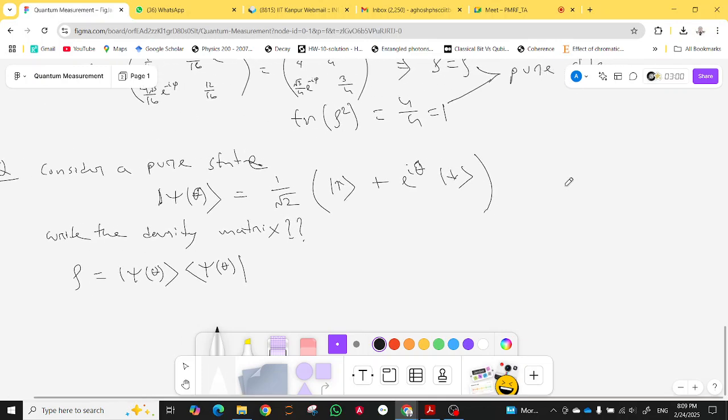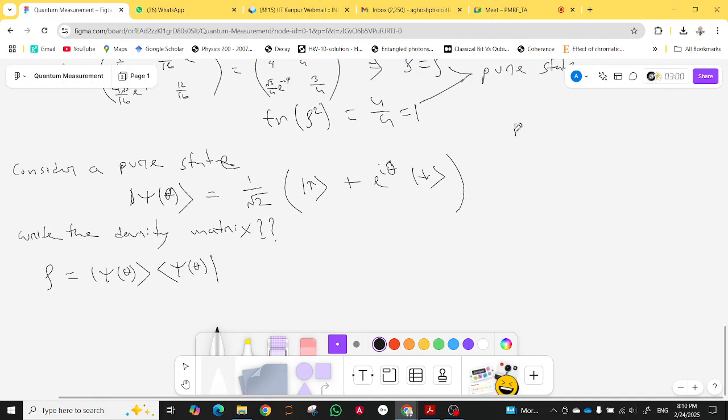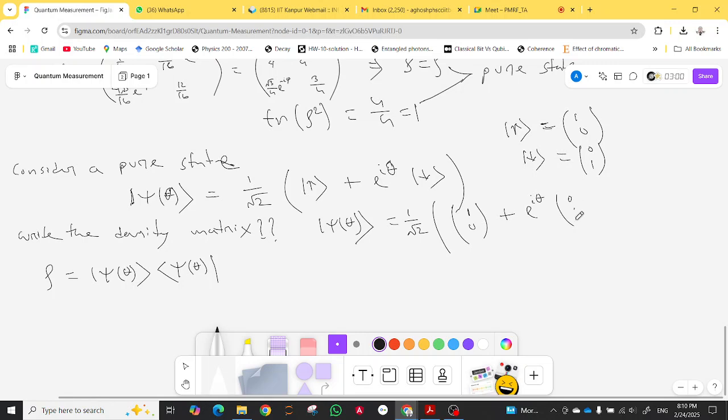Okay, now to make your life simpler, just do this. You know this up spin means what? In matrix form, up spin means 1 0, right? And down spin means 0 1. So first you write the psi theta in matrix form, that will be easier. Psi theta is 1 by root 2 times 1 0 plus e to the power i theta times 0 1. So what will be your state here? The first one is 1 by root 2 and the second one is e to the power i theta, right? So this is your psi theta.